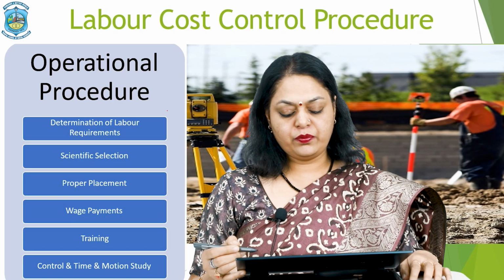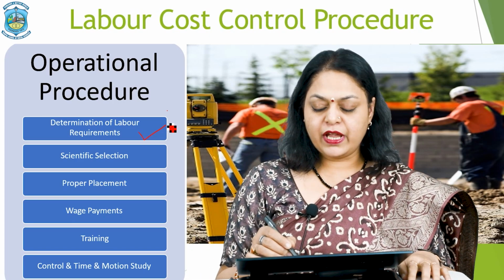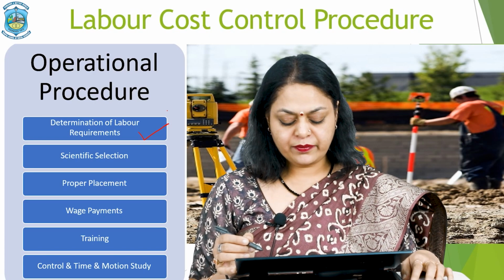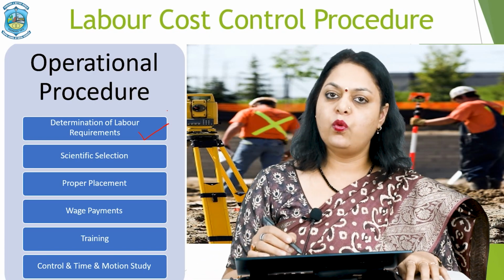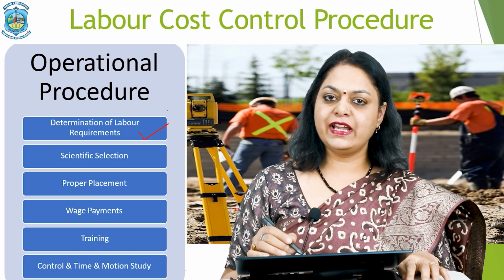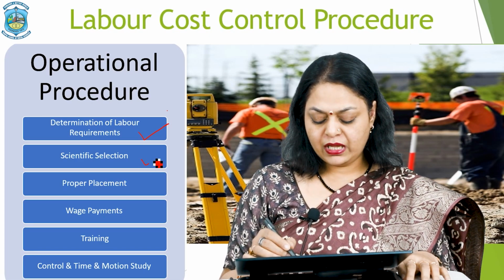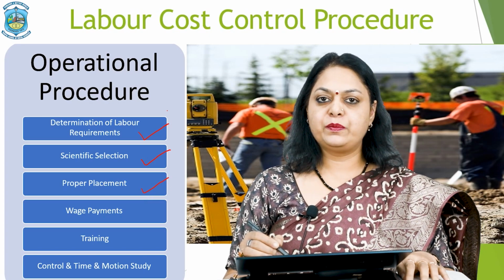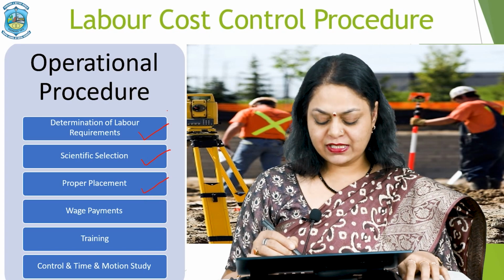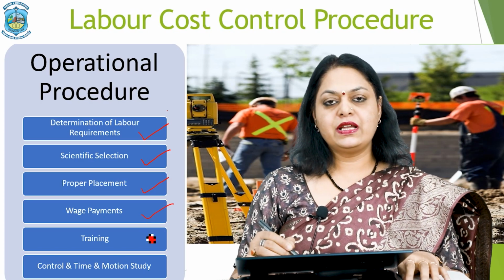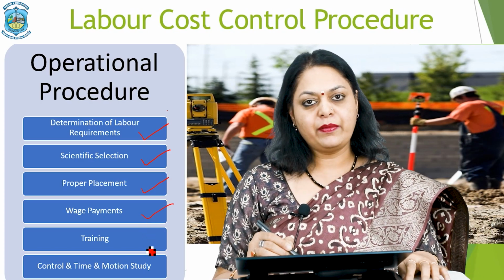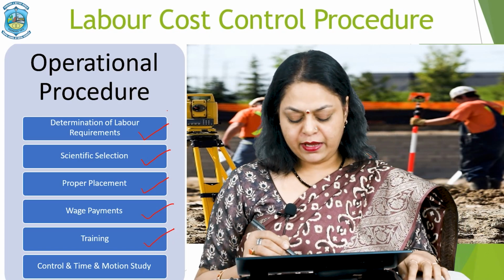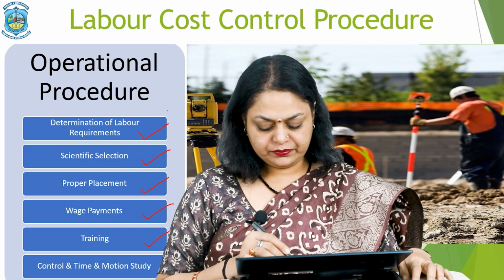Under the operational procedure, determination of labor requirement, how many laborers are required for the production of a particular product, scientific selection of the workers, that is the right man or skilled person for the job, proper placement of the workers, wage payment as per their skill and efficiency. Training of the worker is an important factor which is to be done under the operational procedure. Control and time motion study of the workers.